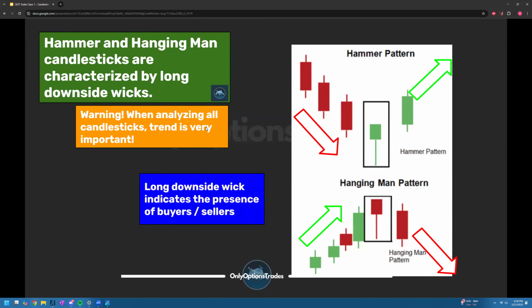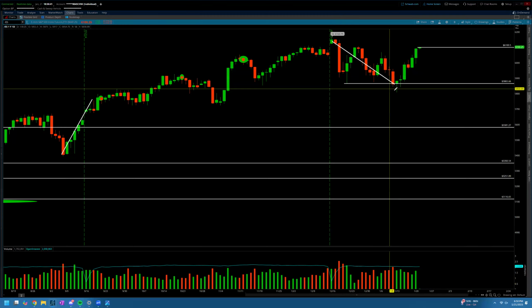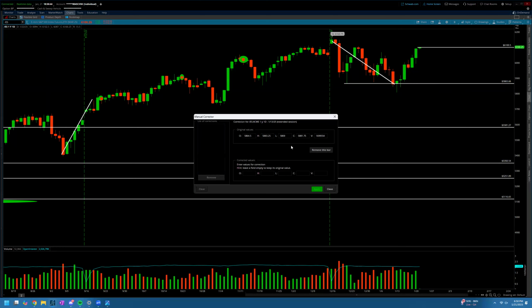All right. So the long downside wick basically indicates the presence of buyers or sellers showing up, right? Remember the hammer pattern. If we just show you guys a real example here, at one point this bar looked something like this, where it looks like maybe somewhat of a breakdown, right? But at some point during this period, bulls showed up and rallied price to close all the way at the highs, which basically shows that during the period, sellers were in control, but bulls ended with control and closed very strongly.